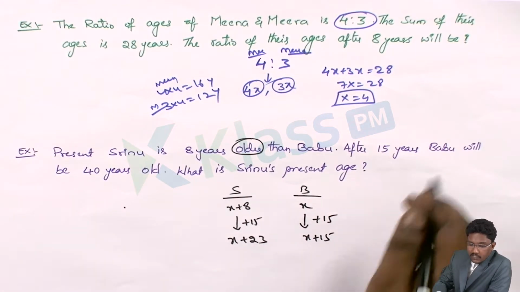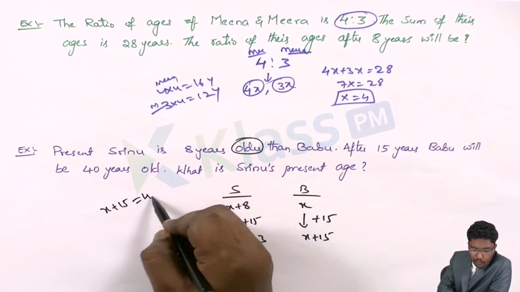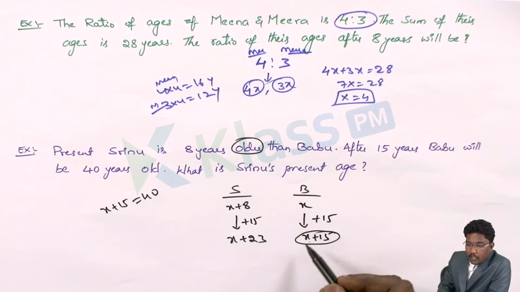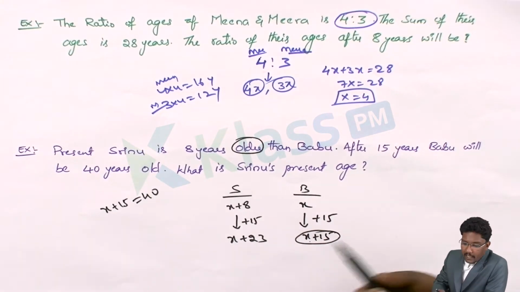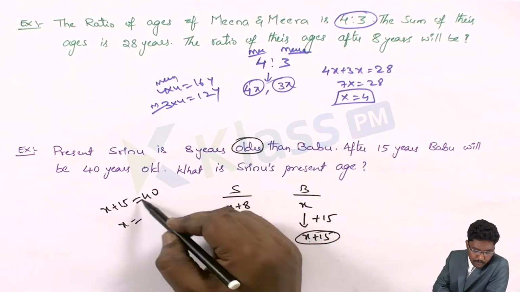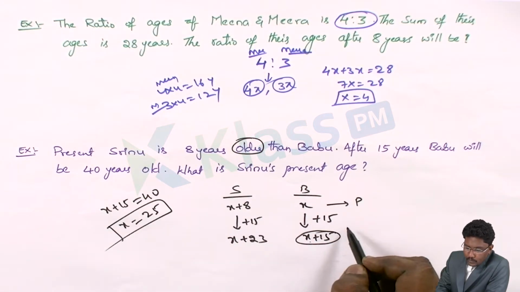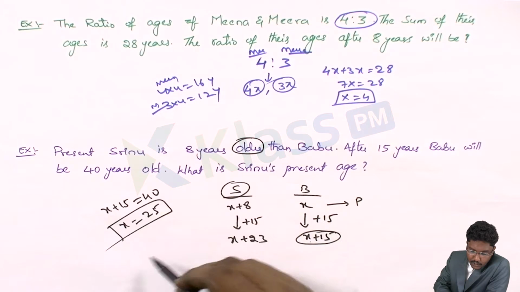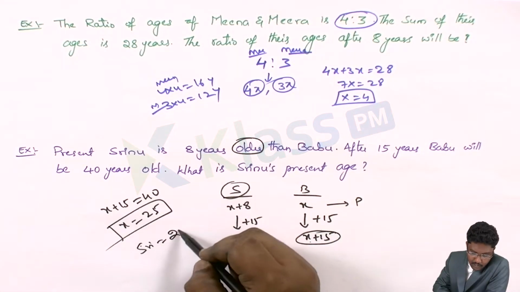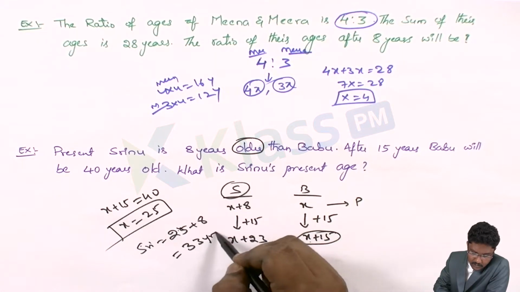After 15 years, what is the age of Babu? 40 years. Means x plus 15 equals 40. According to our assumption, after 15 years Babu's age will be x plus 15, but according to the given problem, Babu's age is 40 years. So x equals 25. It is the present age of Babu. Then, what is the age of Srinu? Srinu is 8 years older than Babu, so Srinu's age is 25 plus 8, that means 33 years.